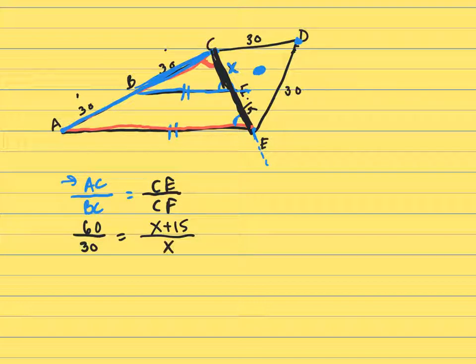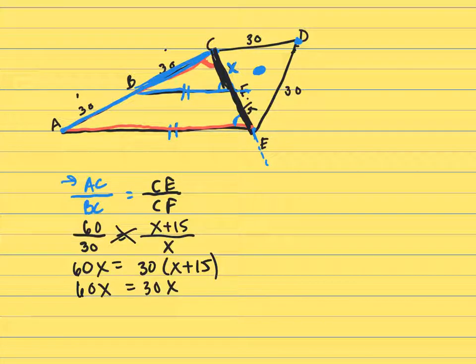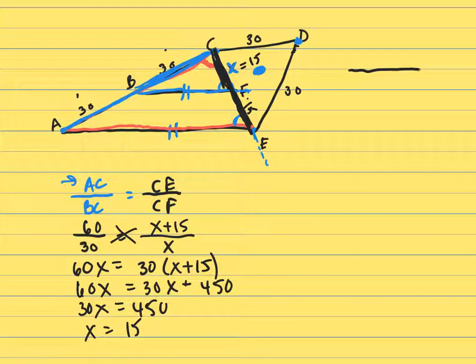So let's solve this. We have a fraction equal to a fraction, so we can do cross multiplication. So that's going to be 60x equals 30 times x plus 15. And that's 60x equals 30x plus 450. And that's going to be 30x equals 450. And then divide both sides by 30, that's going to be 15. So x equals 15.